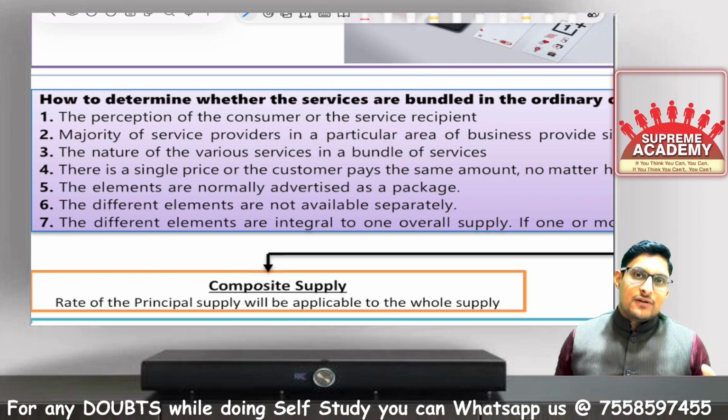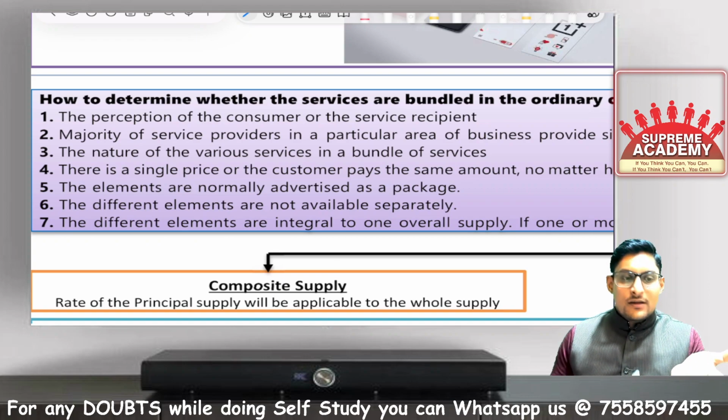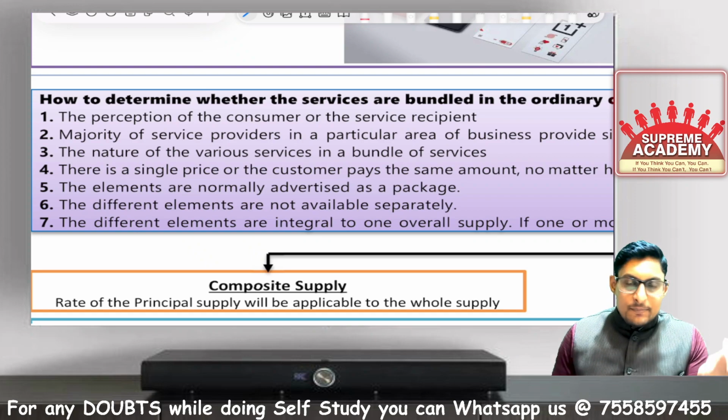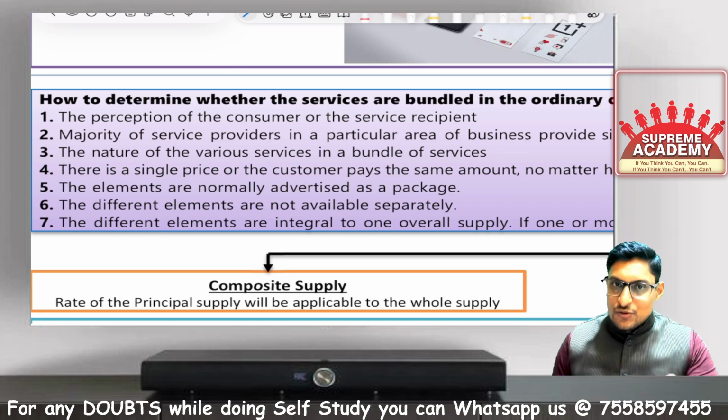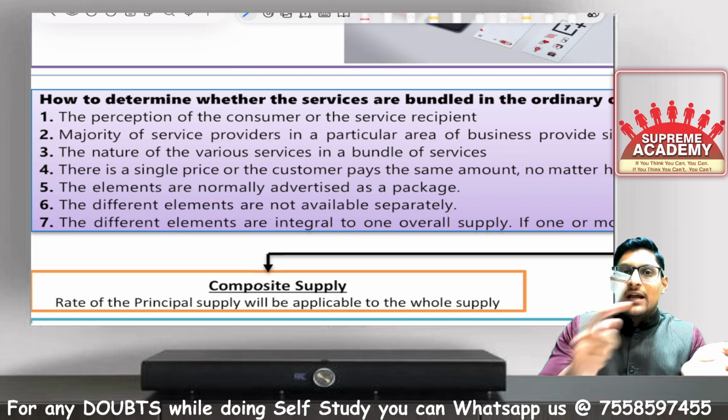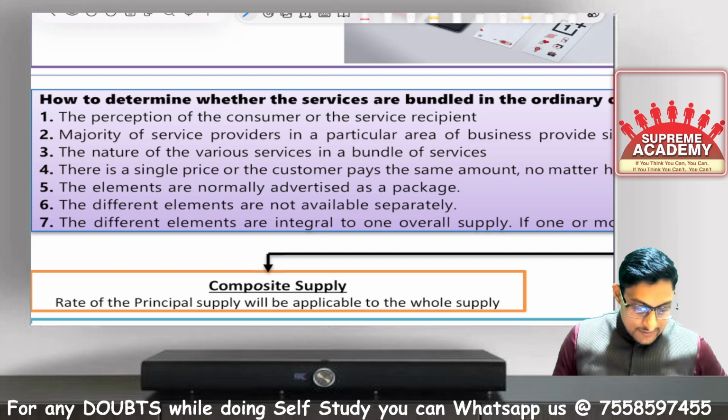Say when there is an advertisement of a cooking pan, along with that cooking pan, a wooden stick is given. Dosa tawa, uttapam tawa. A wooden stick is there. So in the advertisement, you are showing that with this pan, you are going to get a wooden stick also. So this is advertised as naturally bundled.